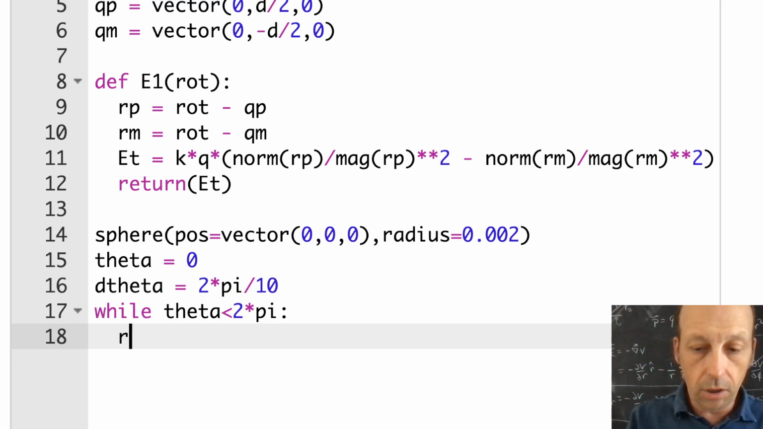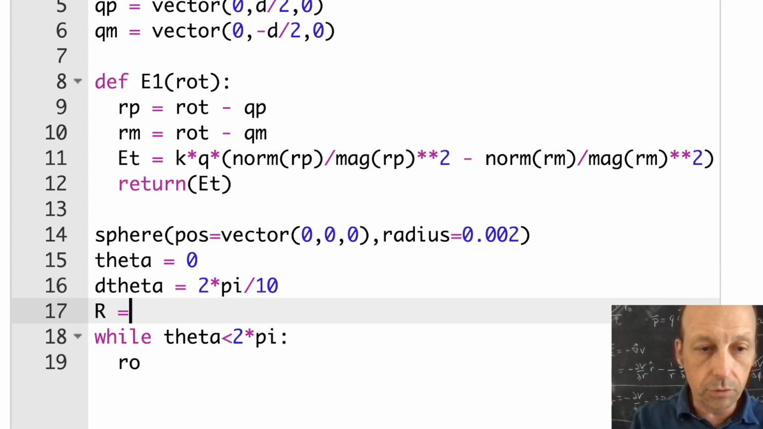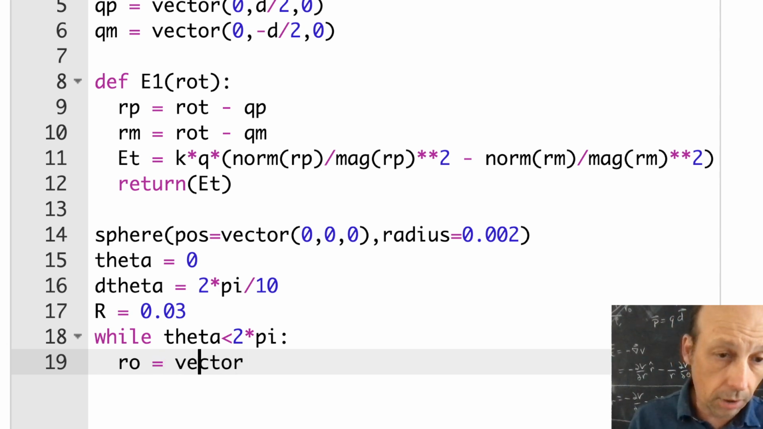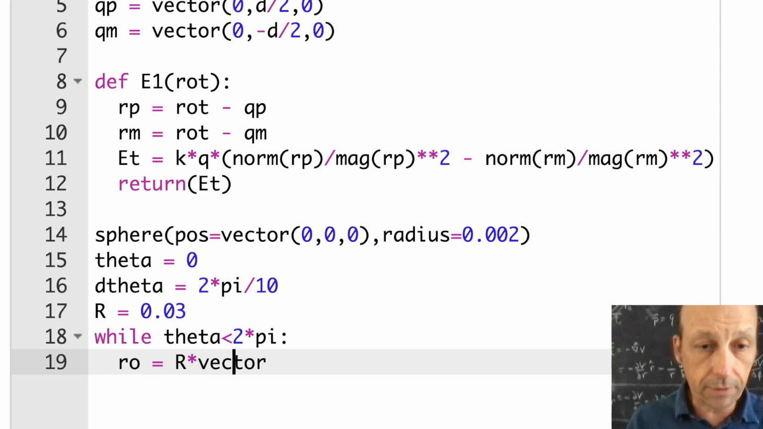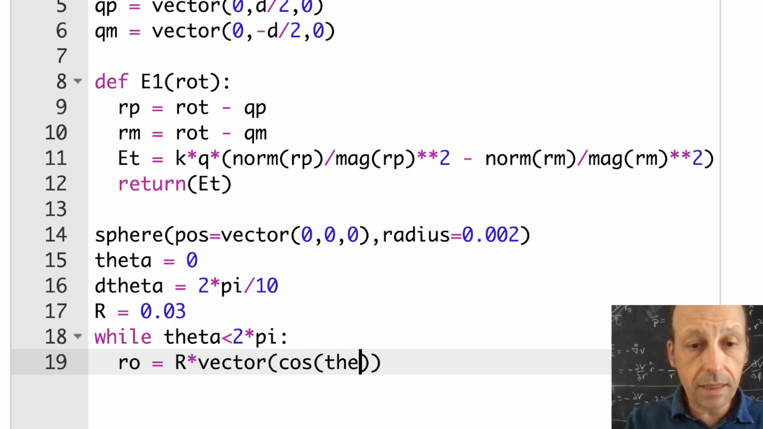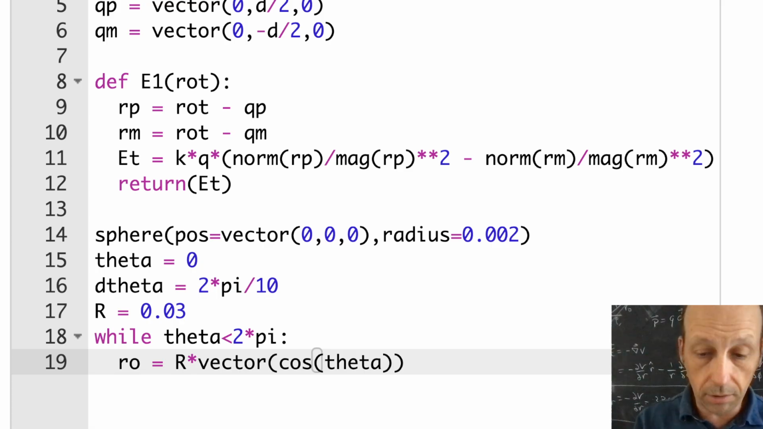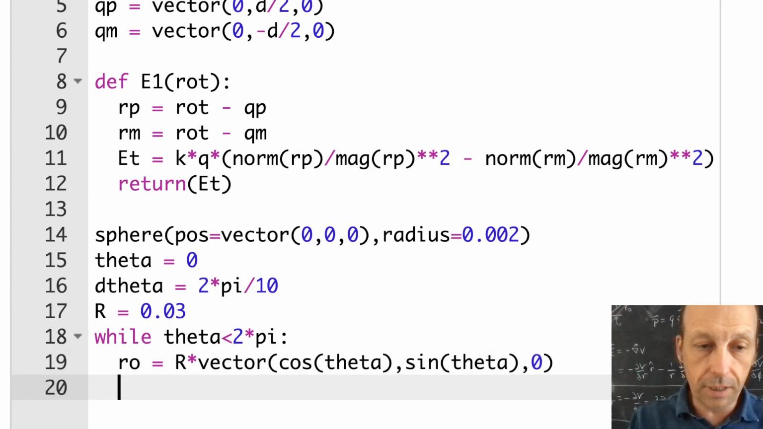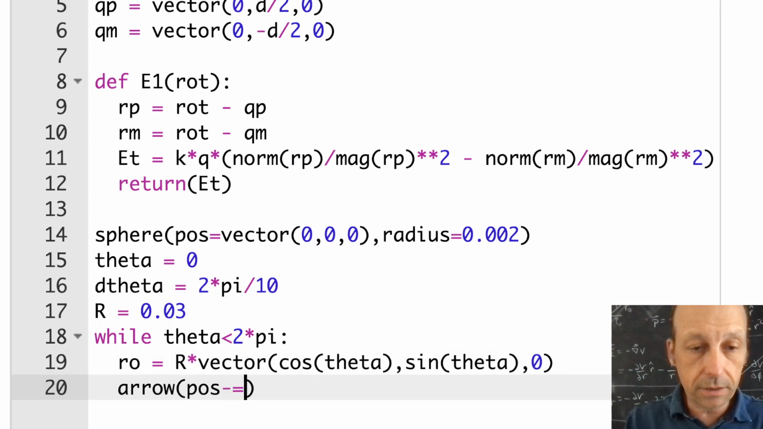So let's say RO, I want to make a radius of this circle. Let's say the radius is equal to 0.03. RO is the vector, it's going to be R times the vector cosine theta, sine theta, 0. I'm using this in the XY plane, so don't confuse this with the theta from up there. Now I want to make an arrow there using that observation location. So arrow, pos is RO.